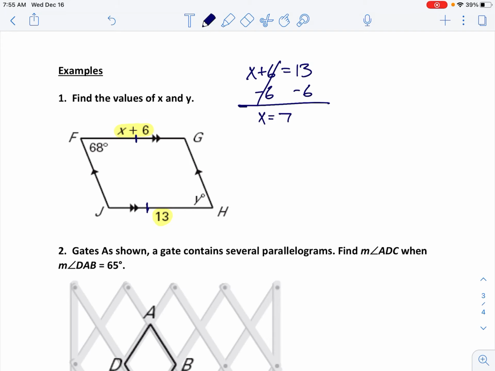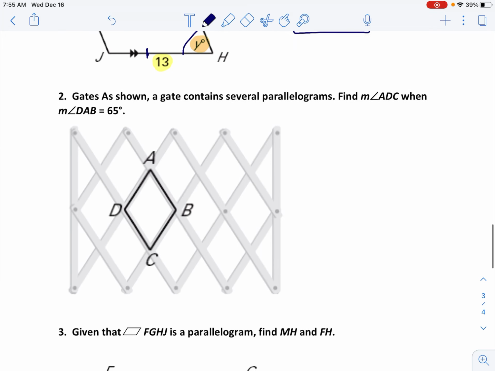so not too bad. And then I'm going to take a look at y. Now y, right here, and I look at its opposite angle. So opposite angles in a parallelogram are congruent. So y is pretty simple. This was x, and then y is just equal to 68 because opposite angles in a parallelogram are congruent. All right, moving on to the next one here.